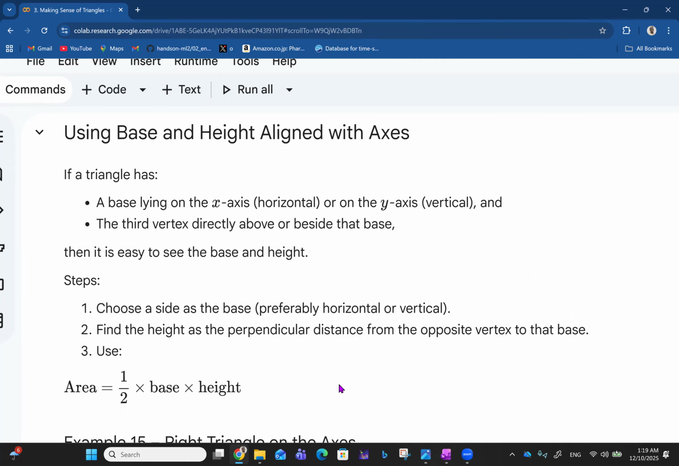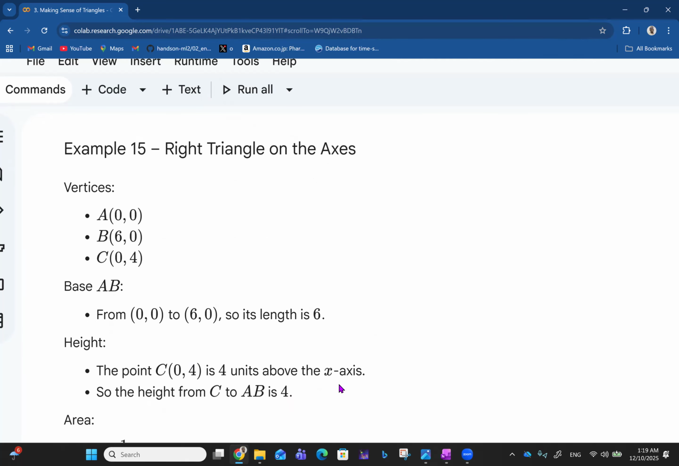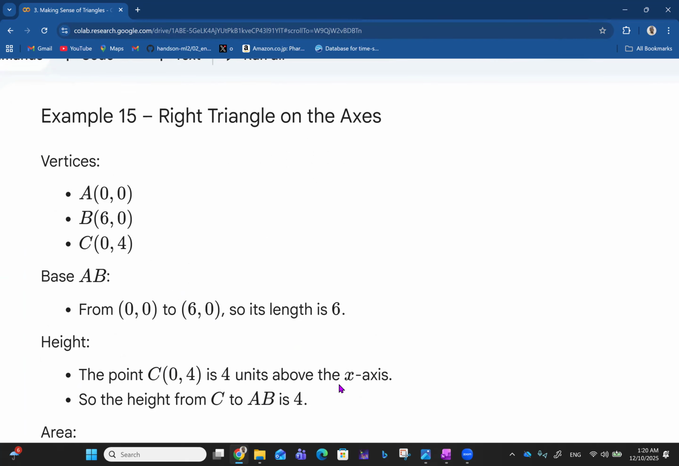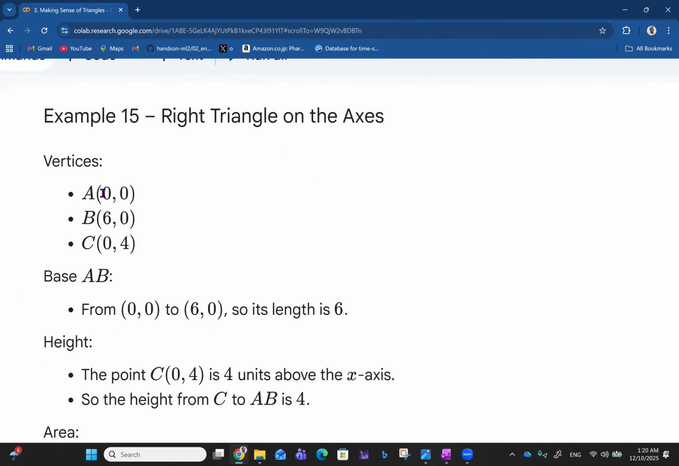Then use half base times height. So half base times height always works. So in example 15 now, we have that kind of idea. A right triangle on the axis: A is (0, 0), B is (6, 0), C is (0, 4).